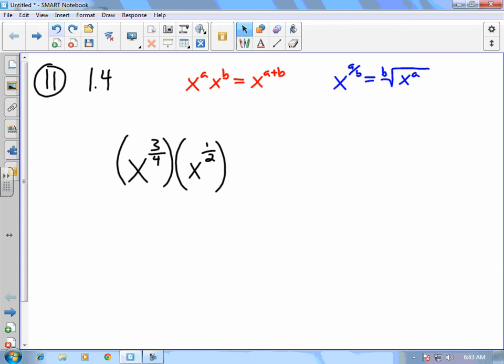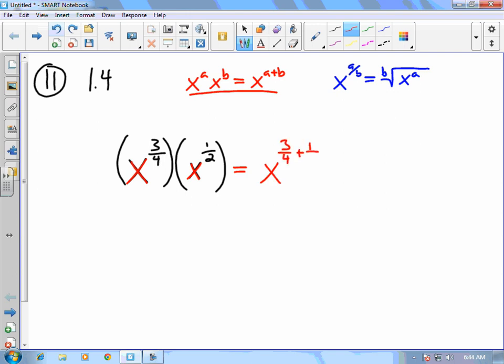First, using the first rule right here, since the bases are both x here, I can rewrite this as x to the 3/4 plus 1/2. And then you're probably wondering, well, what's 3/4 plus 1/2? You got to think back to fractions. To add fractions, we need the denominators the same. So I'm going to make these both fractions of fourths. This one is 3/4. This one is 1/2. Well, 1/2 is the same as 2/4. So let's change this to 2/4.